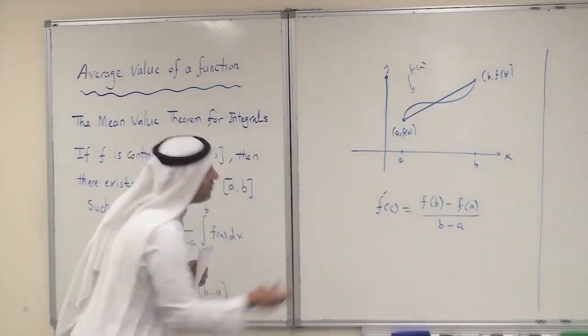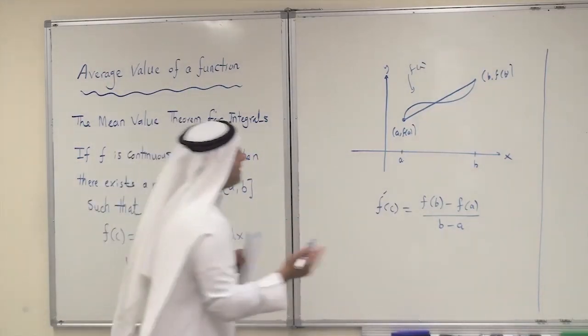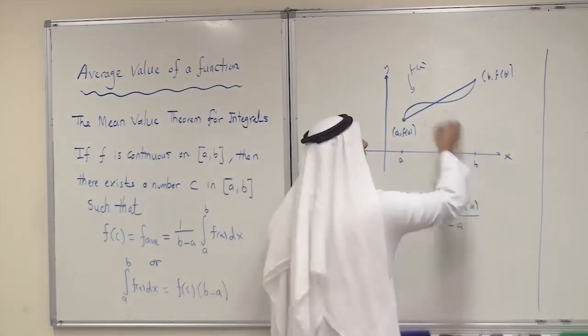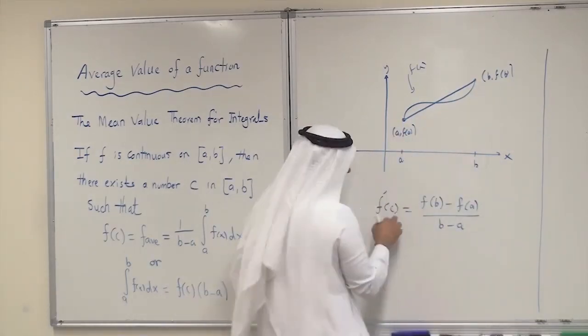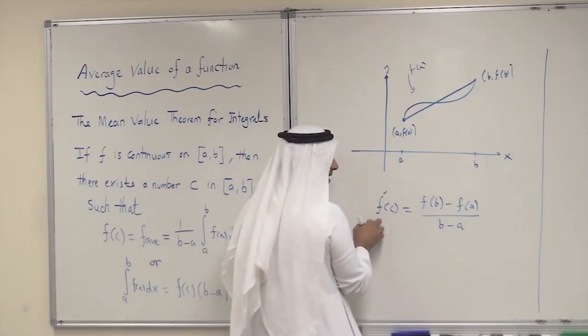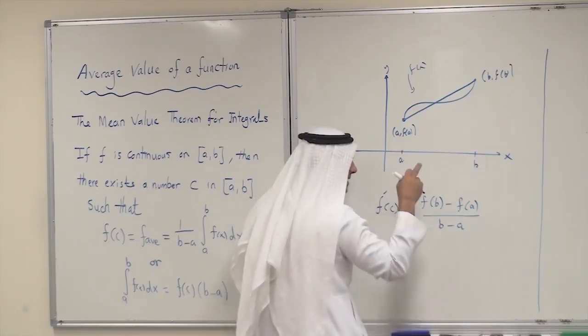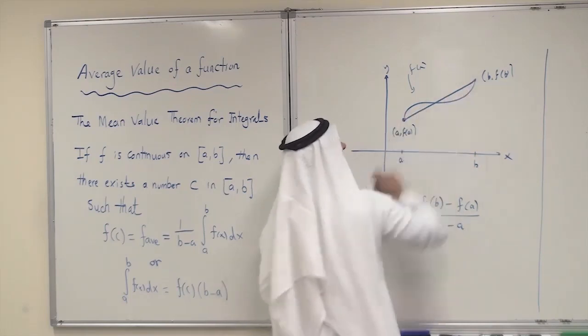What does the mean value theorem for derivatives mean? It says that between a and b, you're supposed to have at least one point where the derivative, which is the slope of the tangent line, is exactly equal to the slope of the secant line we have here.